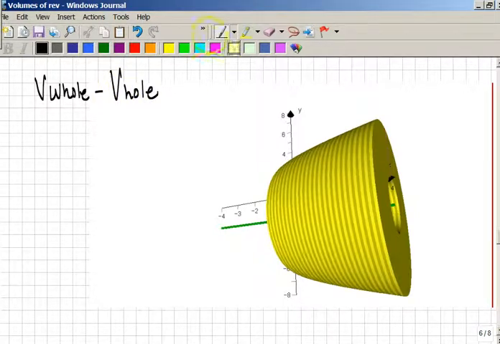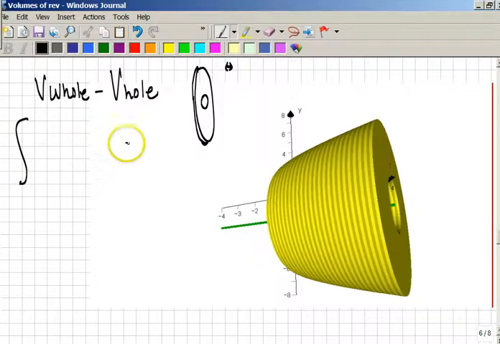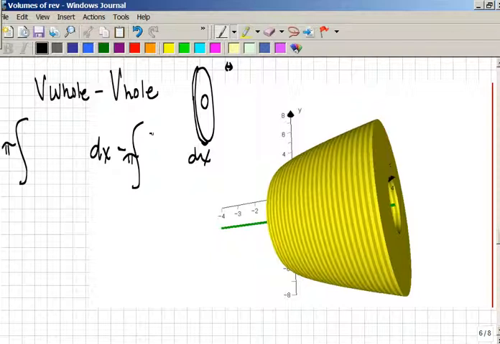Okay, now this time the cylinders are going this direction, up and down. So the width or the height of that cylinder is just this little distance going horizontally, which is represented by dx. So let me set up my integral. I'll put one integral there for the WHOLE minus the integral for the HOLE. Let me stick a dx on the end of each one. I know I've got a pi out front. Pi out front. The only thing that's left, the radius.